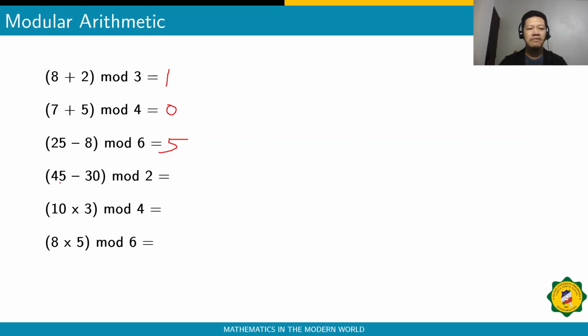How about here? 45 minus 30, that gives you 15 modulo 2. Okay, 14 is divisible by 2, so there's a remainder of 1. Okay, so we have here 30 modulo 4. I think 28 is actually divisible by 4, so there is actually a remainder of 2. And then we have here 40 modulo 6. We know that 36 is divisible by 6, and then we have a remainder of 4, so the answer is 4. So that's how to get the modulo. It's just the remainder.